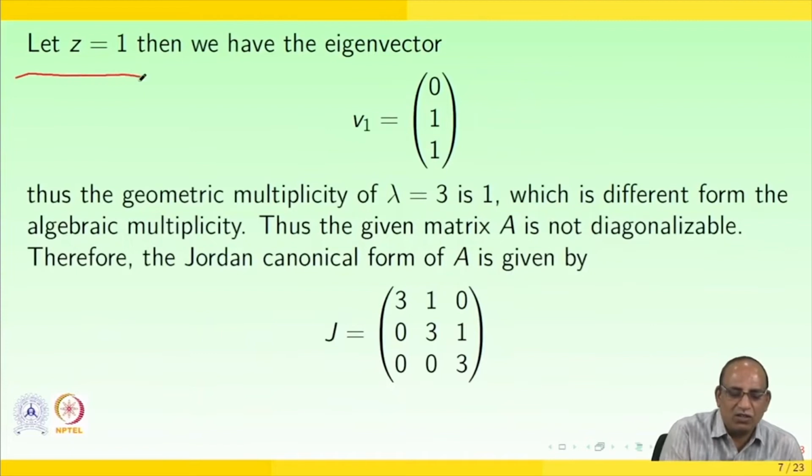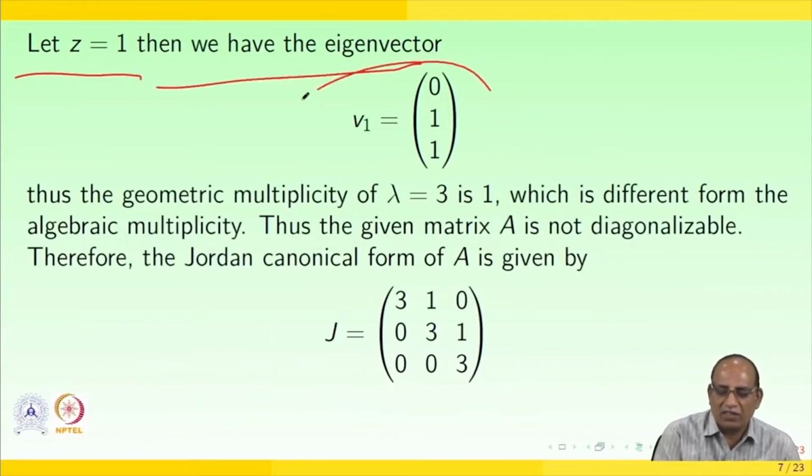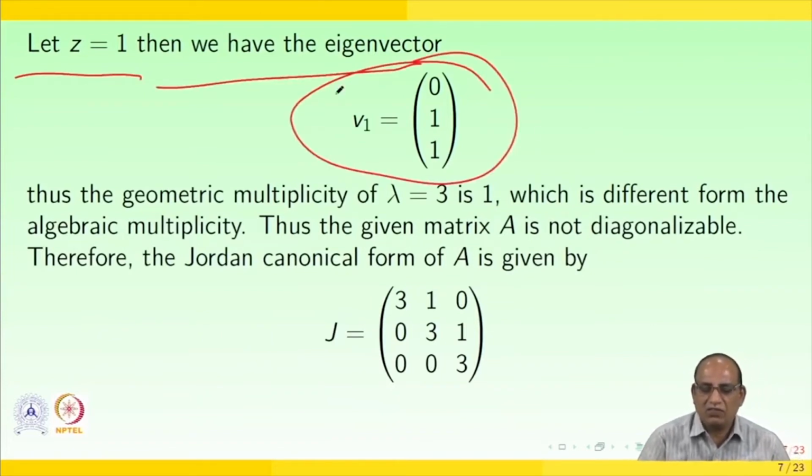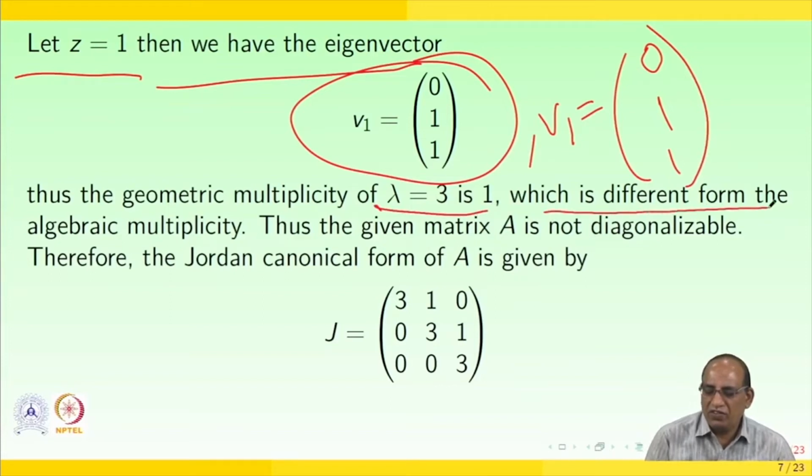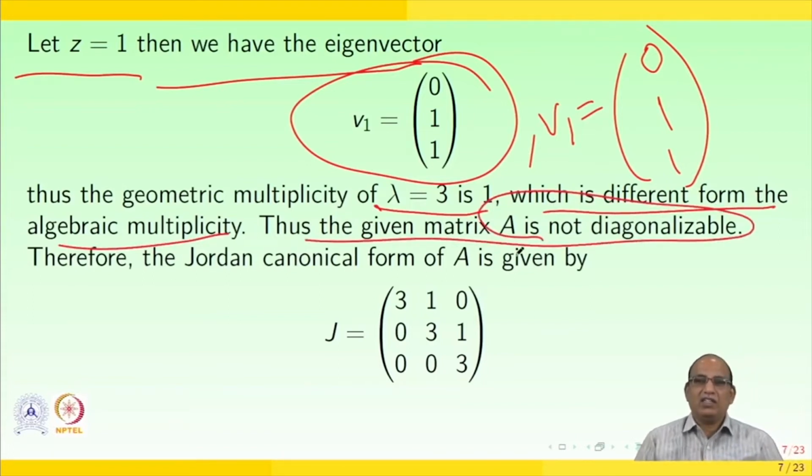Now when we take z is equal to 1, we will have the eigenvector v1 is 0, 1, 1. Thus the geometric multiplicity of lambda is equal to 3 is 1, which is different from the algebraic multiplicity. Thus the given matrix A is not diagonalizable. As we see, for lambda is equal to 3, the geometric multiplicity is 1, which is different from the algebraic multiplicity. So the given matrix A cannot be diagonalized.